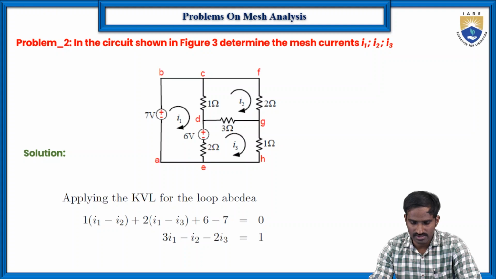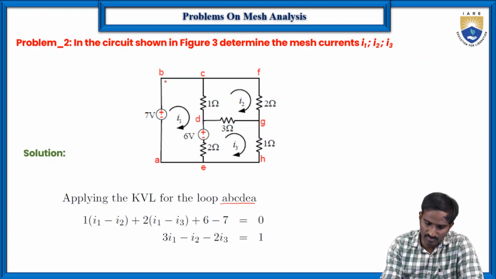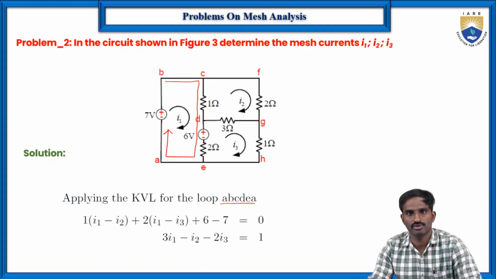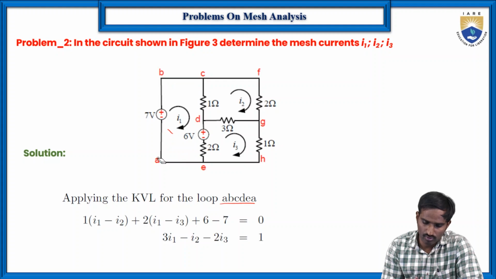First let us write the loop equation, or apply KVL, for the loop A, B, C, D, E, A. This is the loop. For this particular loop, we need to write the voltage equation. As you can see, let us start from the 1 ohm resistor. What is the current here in the 1 ohm resistor? The I1 direction is in this way. This is the I1 direction.